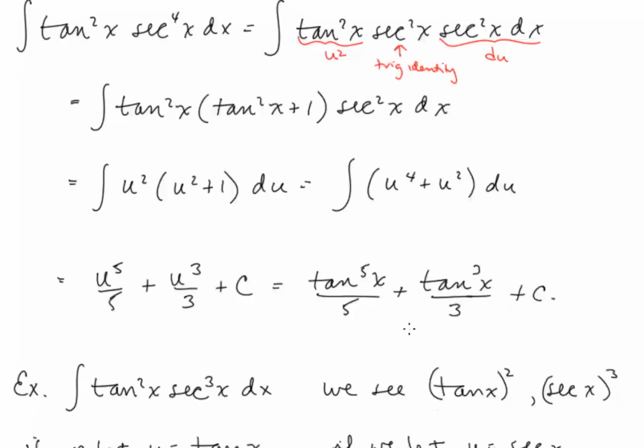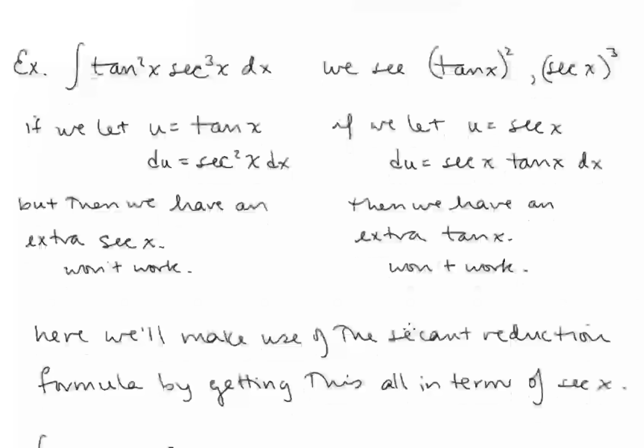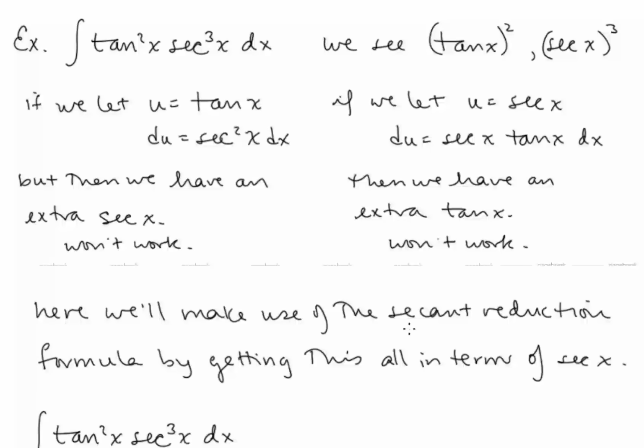Let's take a look at another one. Tan square x secant to the third x. If we let u be tan x here, then du would be secant squared x dx. And then we would have an extra copy of secant x, so that won't work. If we let u be secant x, then du is secant x tan x, and then we're going to have an extra copy of tan x, so that's not going to work either.